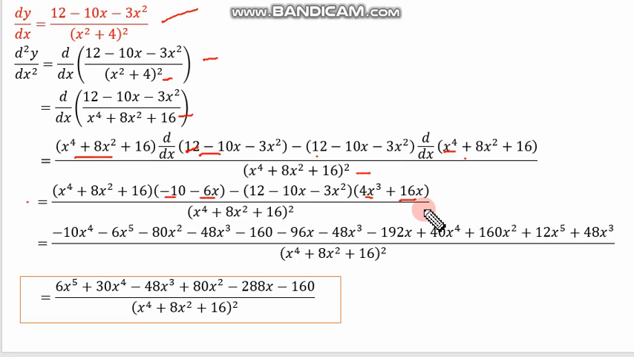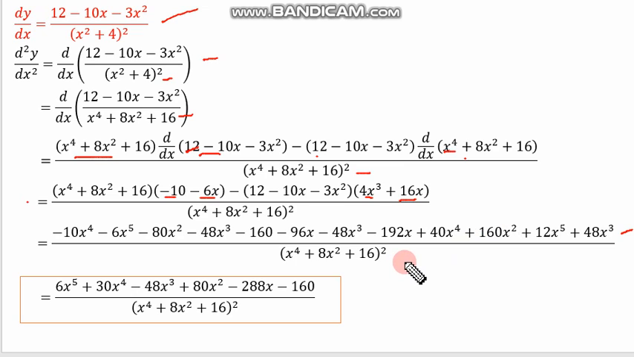4x cubed plus 16x. So that's negative 48x cubed minus 192x plus 40x raised to the fourth plus 160x squared plus 12x raised to the fifth plus 48x cubed, all over x raised to the fourth plus 8x squared plus 16 quantity squared.